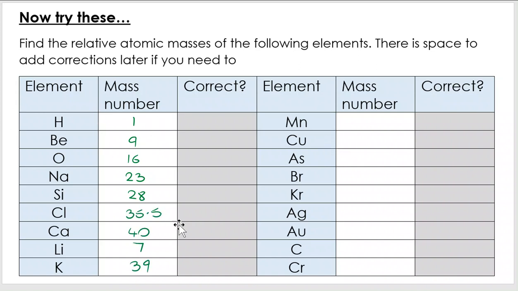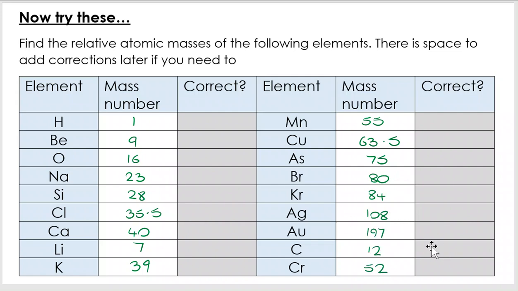Okay, carrying on, chlorine, 35.5. So it is a decimal place. We take it direct from the table. 40, 7 and 39. Moving over to the other side of this table, 55, 63.5 and 75. Carrying on down, 80, 84, 108, getting to bigger numbers now.